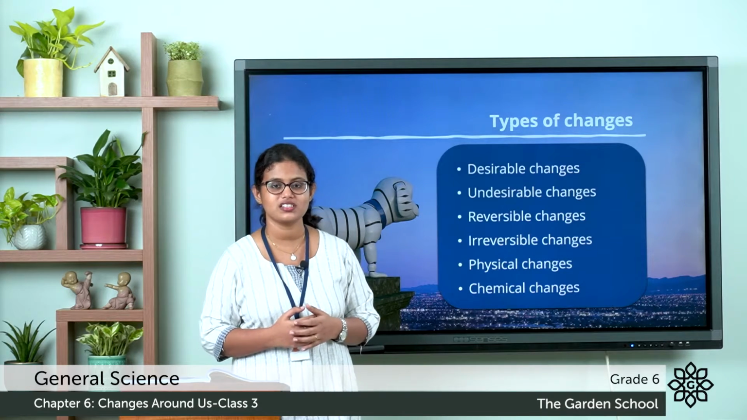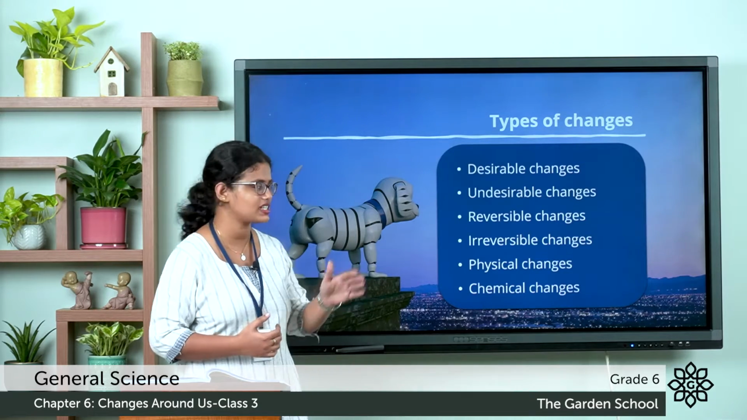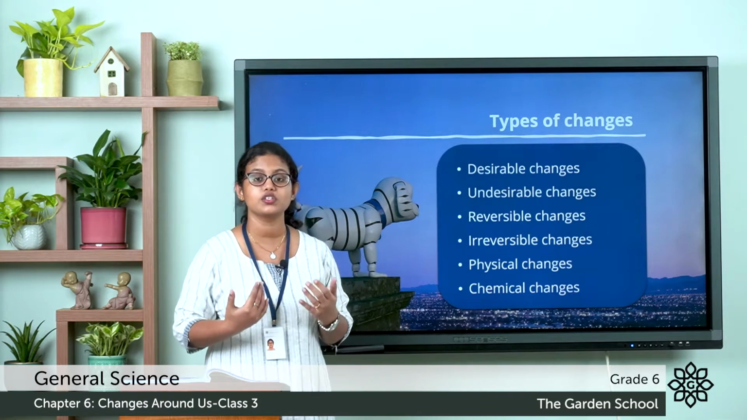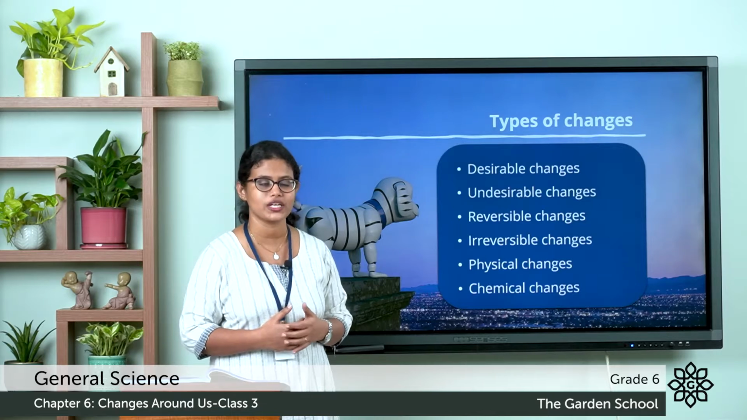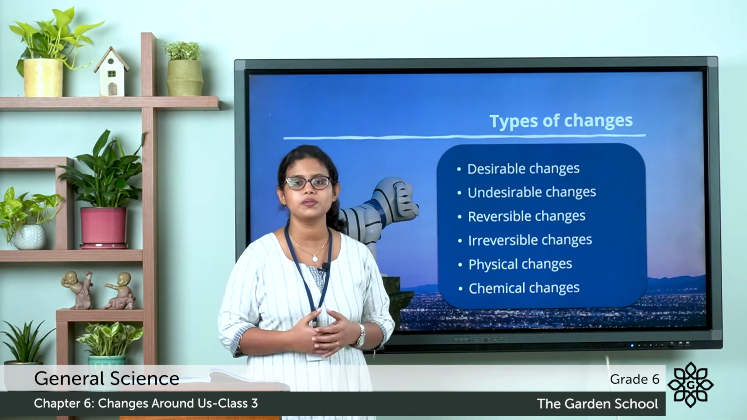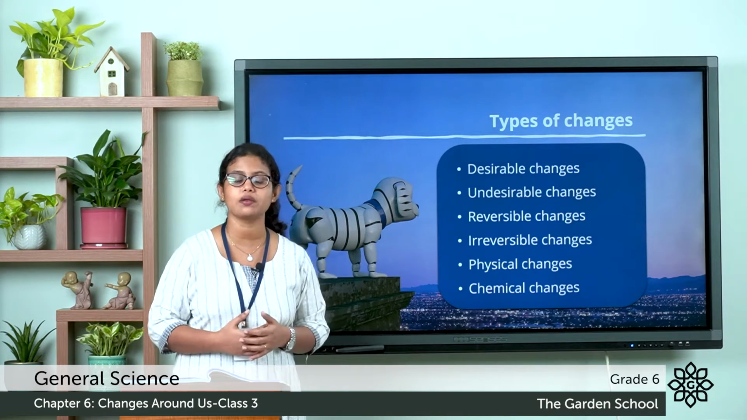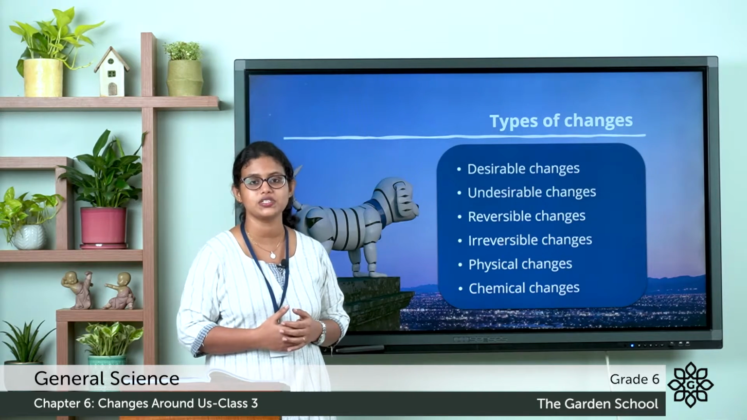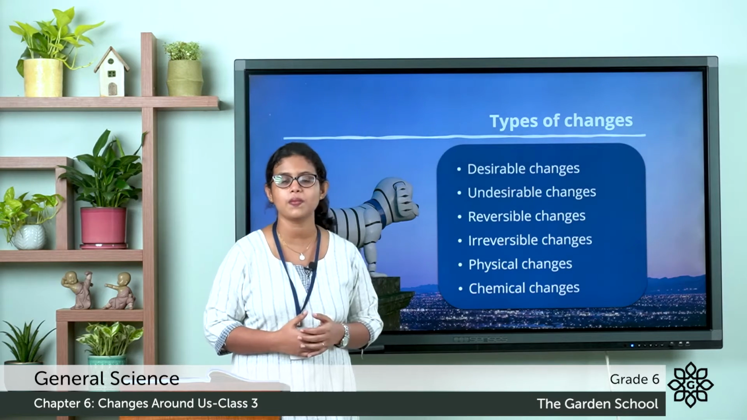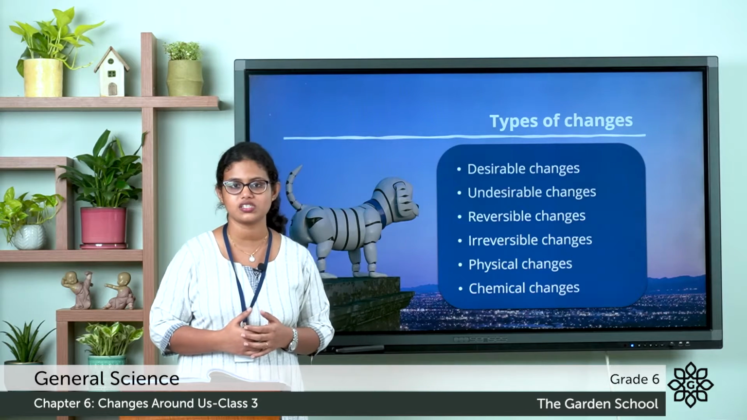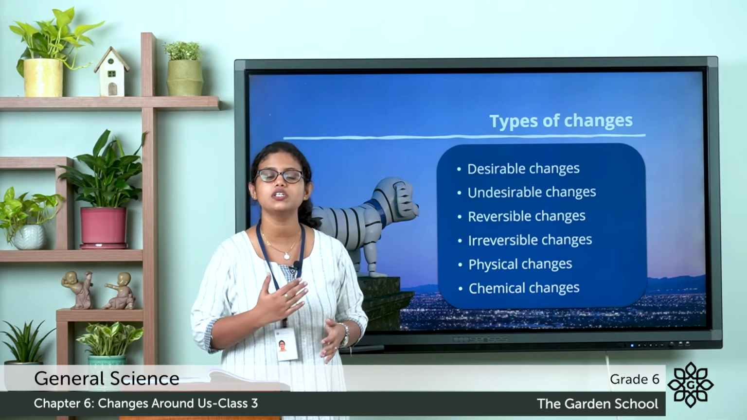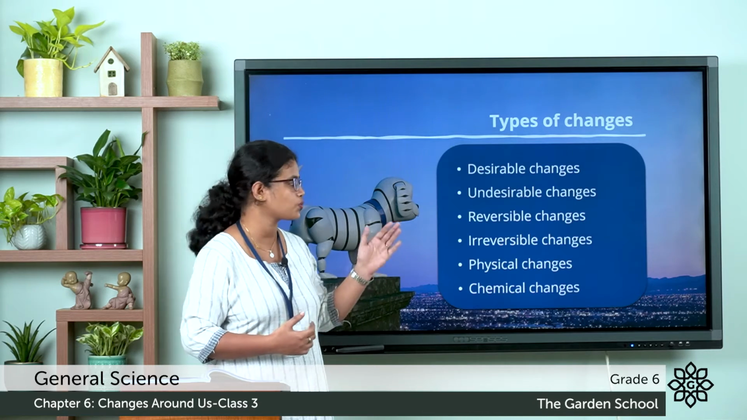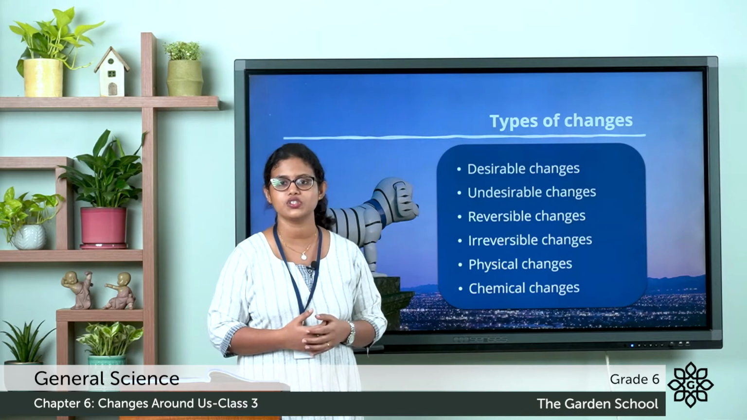Desirable changes, the changes that are useful to us. Then we discussed undesirable changes, the changes which are not useful to us. Then reversible changes, the changes which can be reversed, which can be undone. Then we learnt about irreversible changes, the changes which cannot be reversed, which cannot be undone. Such changes we call irreversible changes.